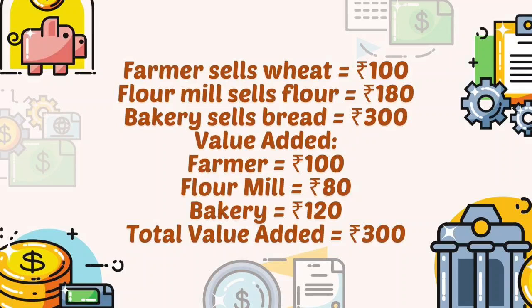So now let's calculate total value added. Farmer 100, flour mill 80, bakery 120. Total value added 300. Notice something interesting. The value of final bread is also 300. That's not a coincidence. Total value added is always equal to the value of the final product. This is one of the most important concepts for your CBSE board examination. If you understood this example, you will find value added numericals much easier.